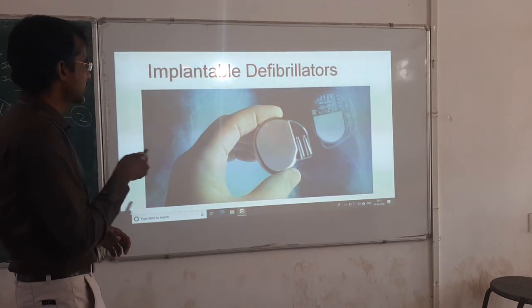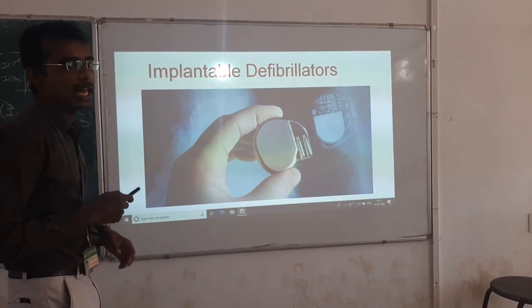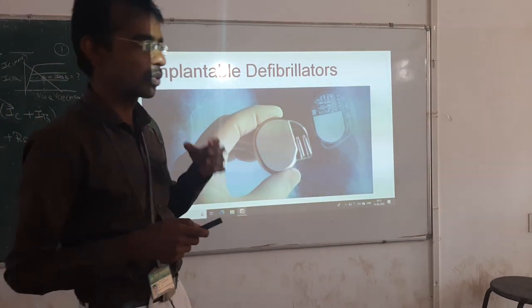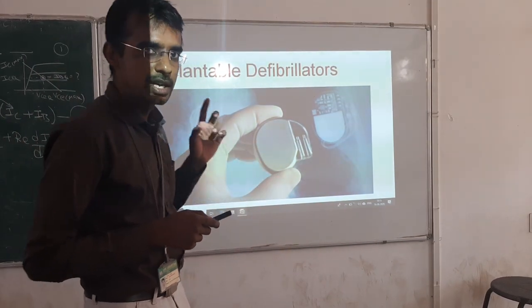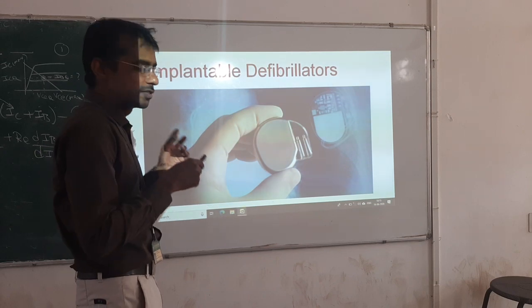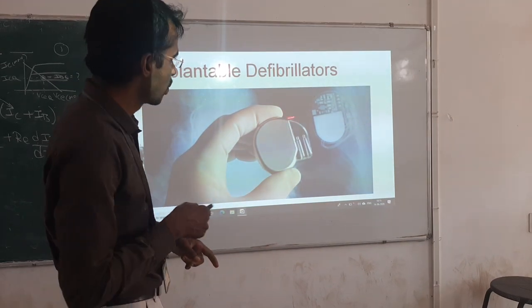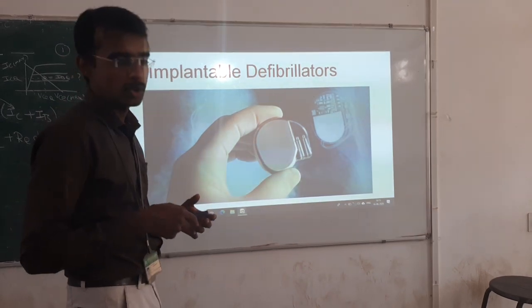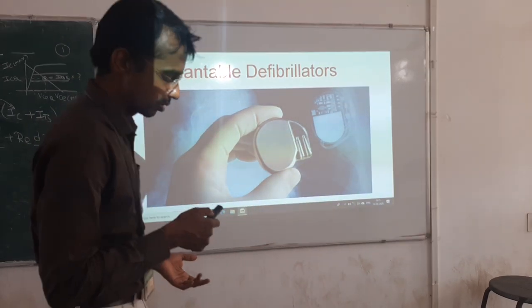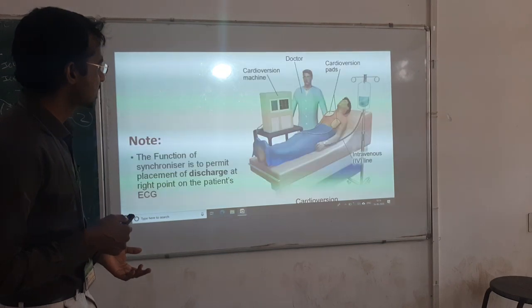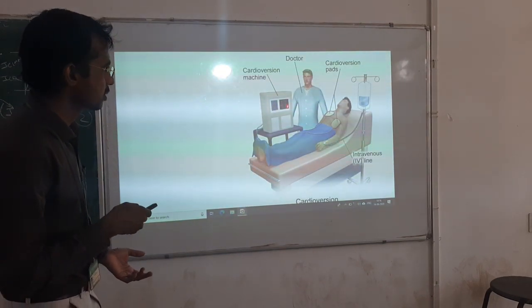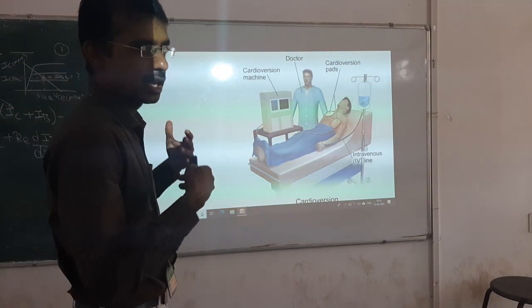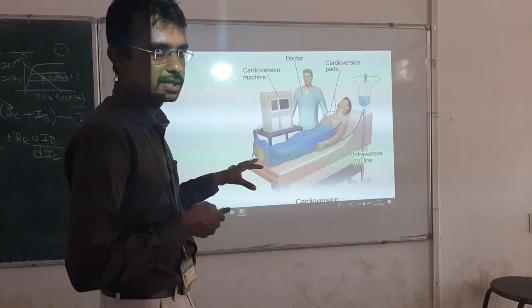Next, today we'll go for the implantable defibrillator. We saw the AC defibrillator and the DC defibrillator with synchronizer. Now we are going to see the implantable defibrillator. All that we have seen so far was the external defibrillator. You can see that the cardioversion machine and defibrillator all lie externally. In this there is DC and AC.